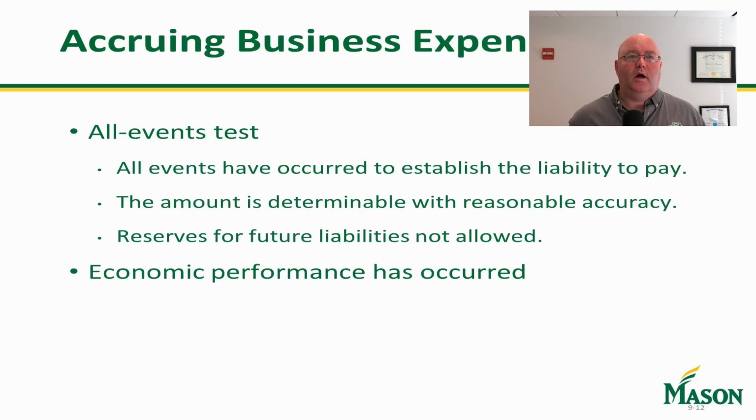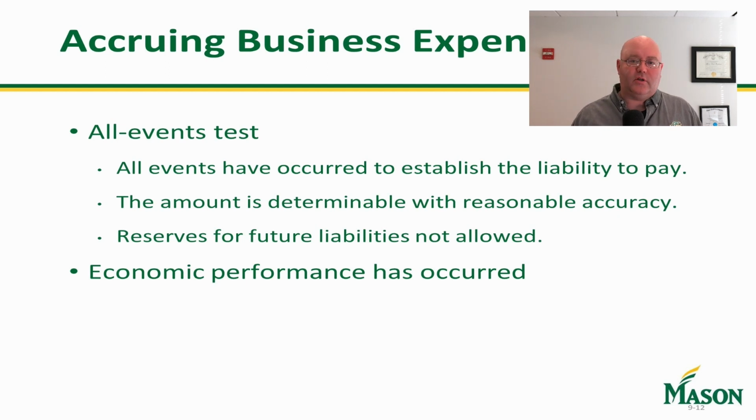All right. For businesses incurring expenses, you have to have the all events test. In other words, it has to have occurred, the liability has to be determinable with reasonable accuracy, and reserves for future liabilities are not allowed. What that means is, well, actually, I've seen it a couple times in companies. They know they've got some big thing coming up. We're going to redo the building foyer. And we know it's going to be $500,000 to do that.